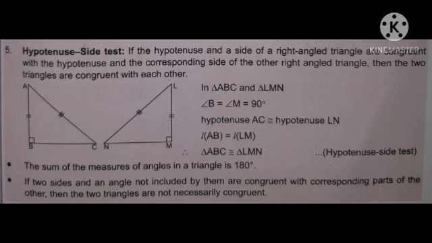Now, mind the two points. The sum of the measures of the angles in a triangle is 180 degrees. If two sides and an angle not included by them are congruent with corresponding parts of the other triangle, then the two triangles are not necessarily congruent.